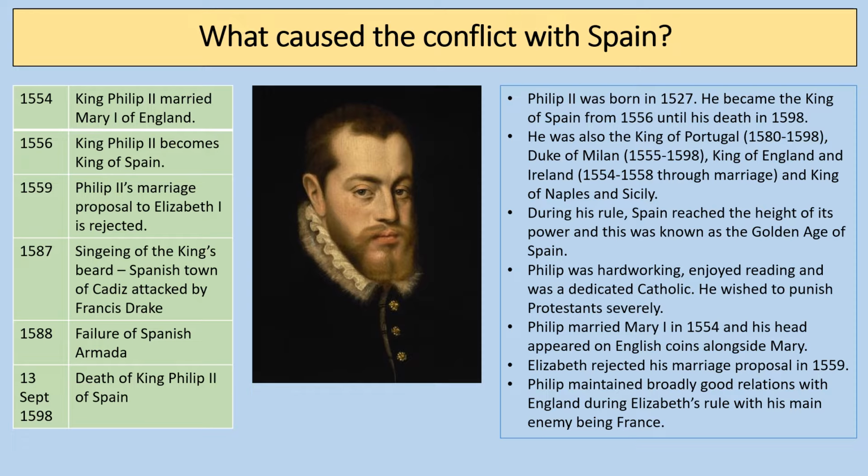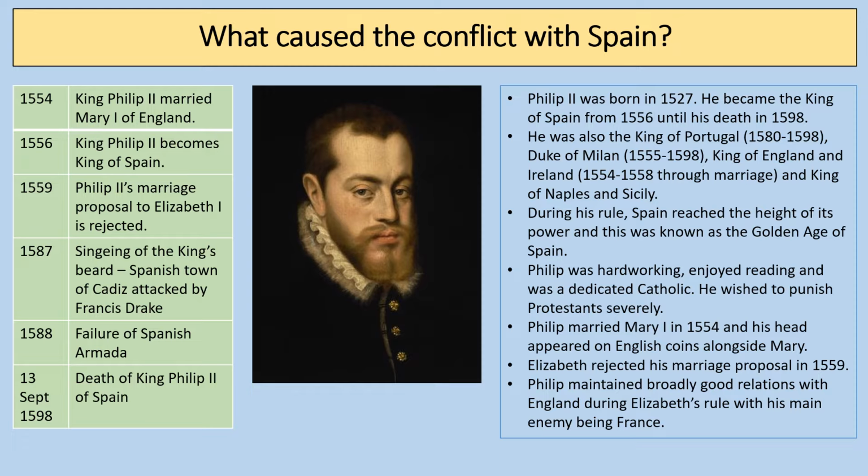1587, an important event is the singeing of the king's beard when the Spanish town of Cadiz is attacked by Francis Drake. We'll talk more about that in a moment. Spanish Armada failed in 1588, and Philip himself died on the 13th of September 1598. And you can see there how powerful Philip was. For example, when he was in England from 1554, his head appeared on English coins alongside Mary.